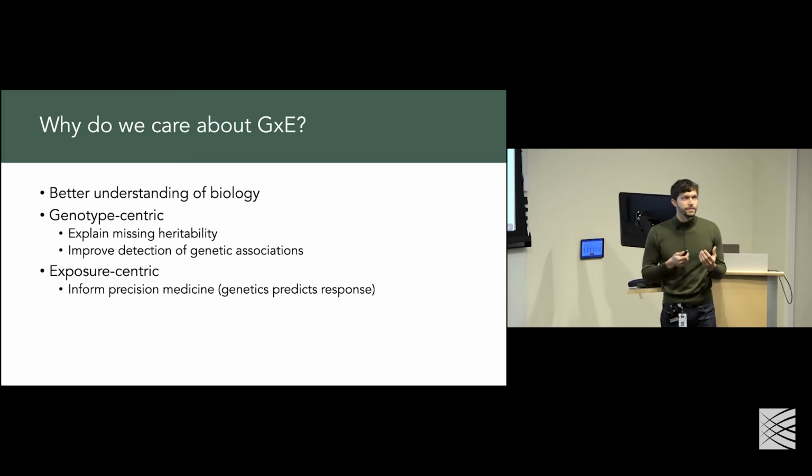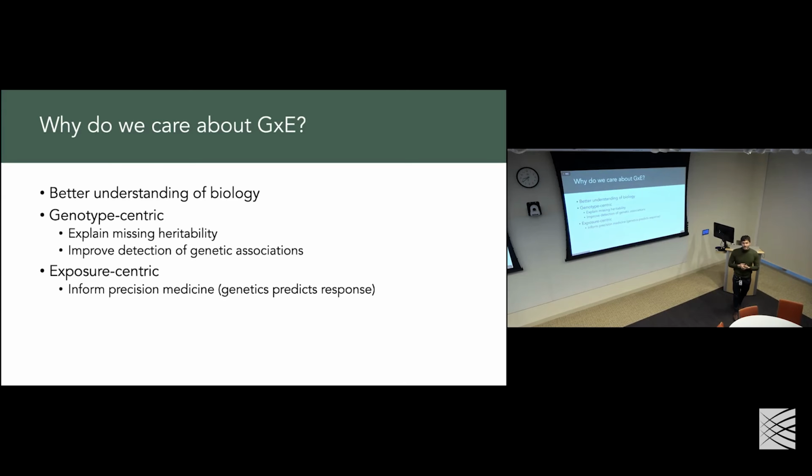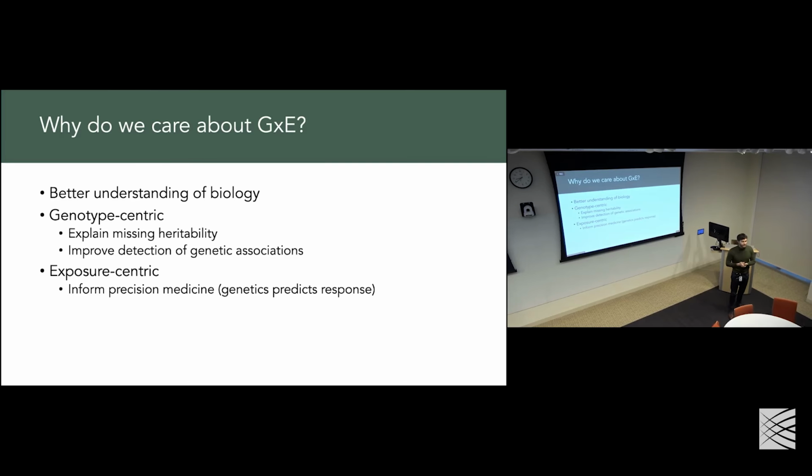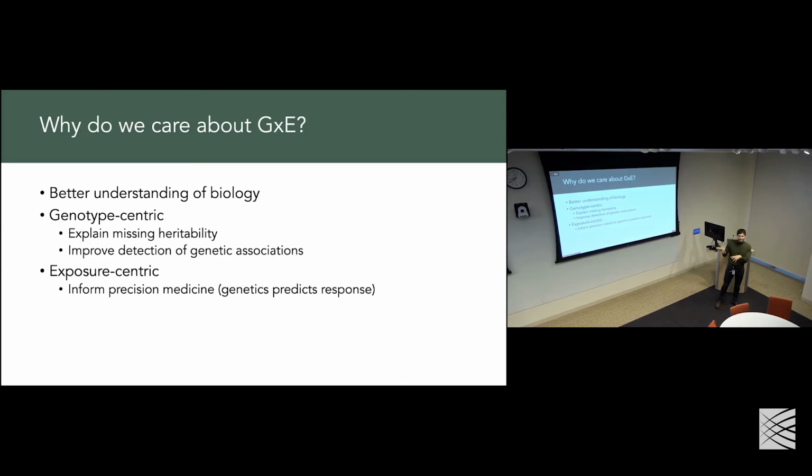So why do we care about finding these in the first place? First is that if you find that, you might better understand biology. You might think you understand the function of a genetic variant, and then if a certain environment turns that effect on or off, you might understand that better. We also have, from the genotype perspective, an interest in genetic effects. Knowing that an effect changes by environment could be quite helpful in explaining missing heritability, or it might help you improve the detection of genetic associations if you can model that genetic effect more appropriately.